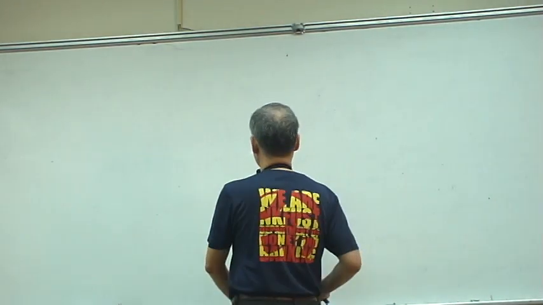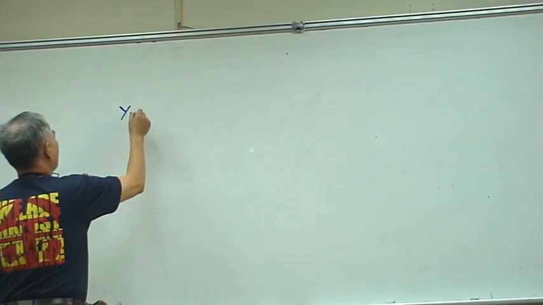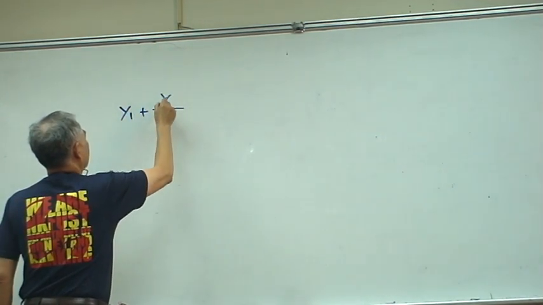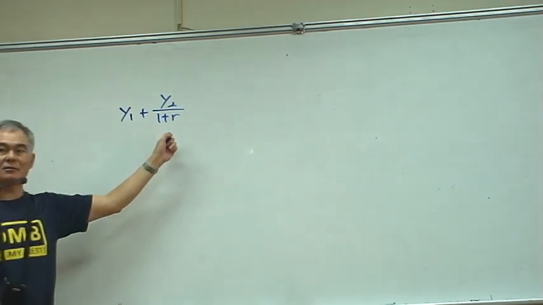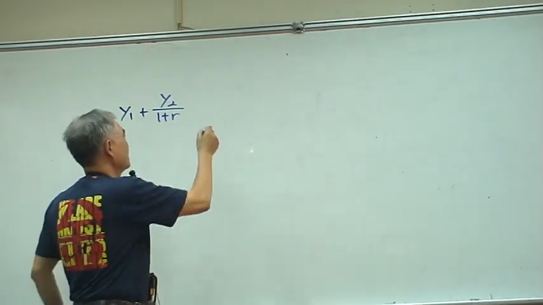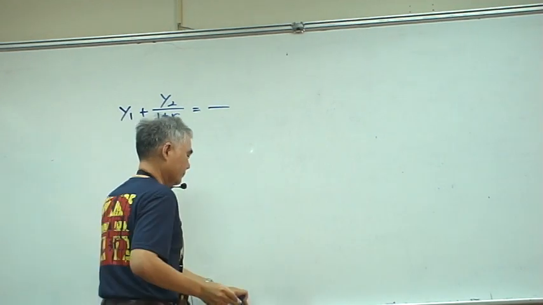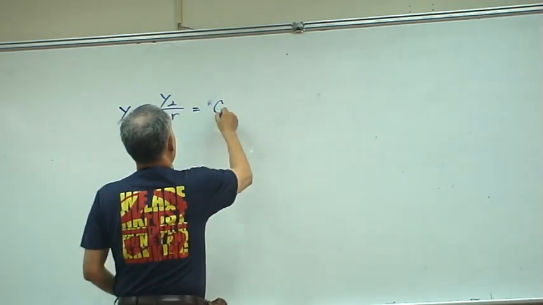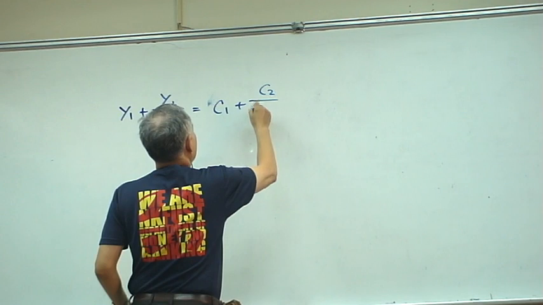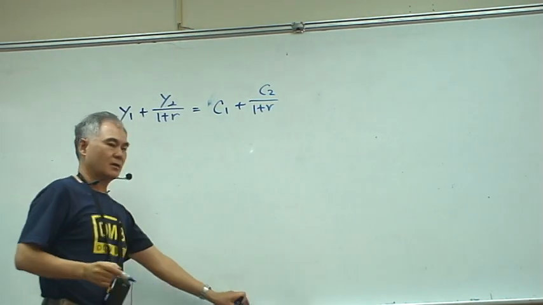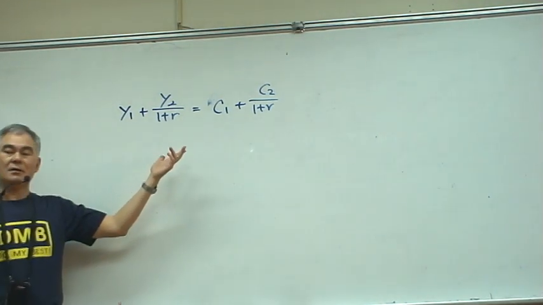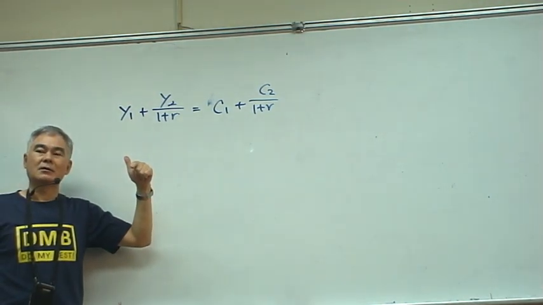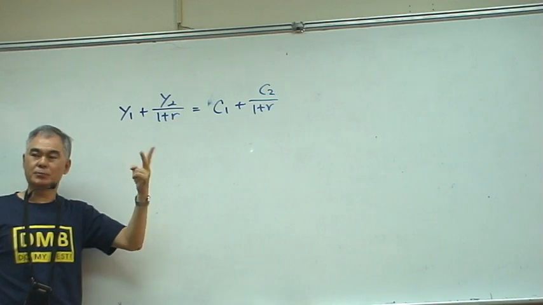Okay, so let's get to the budget constraint first. So here is your income, Y1 and Y2, that's at the second period. So you have to discount it to get the present value. And also you have C1 plus C2 over 1 plus R. So in this case, you have several choices. But we assume that this person only lives 2 periods.